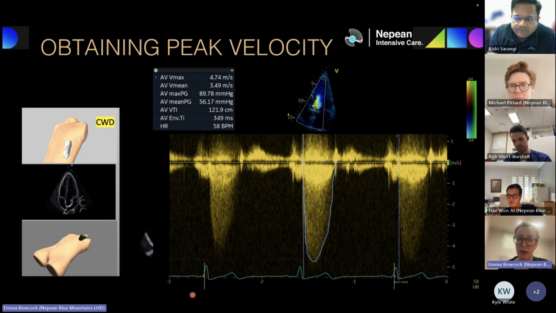Yeah, very nice, very nice. So exactly right. I couldn't say that better, Rishi. So it becomes more parabolic the more severe the aortic stenosis. And that's opposite to mitral regurgitation. And that's one of the things that you can do to differentiate the jet, which can sometimes be hard.